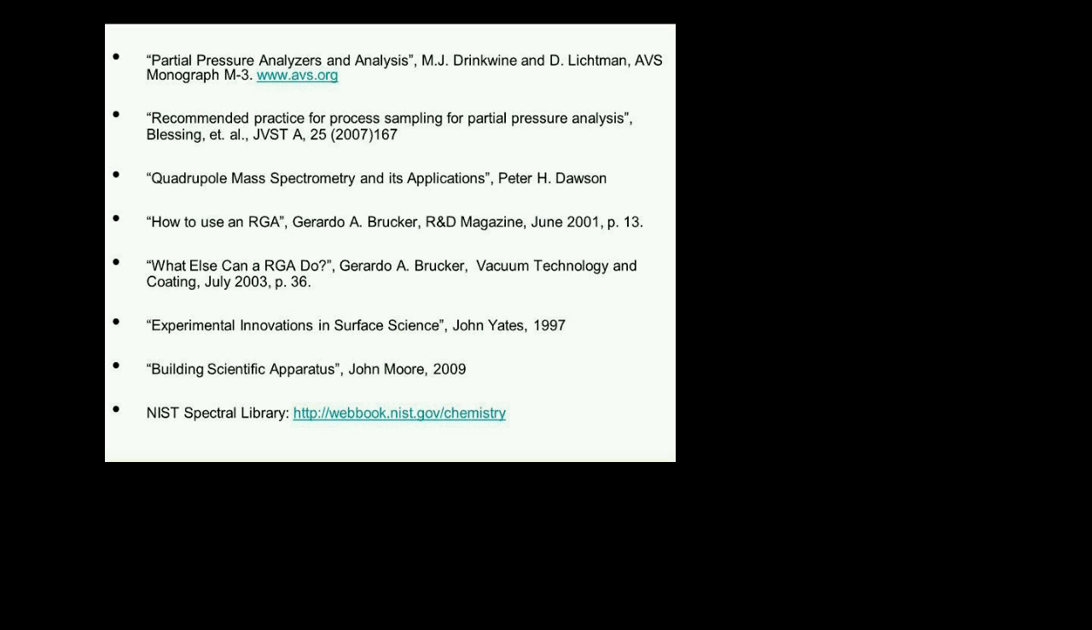And in the end, we will be back talking later on about the NIST Spectral Library. This is the place where I go to get all the spectra that are needed to identify the species that are in a vacuum system by comparing spectra.